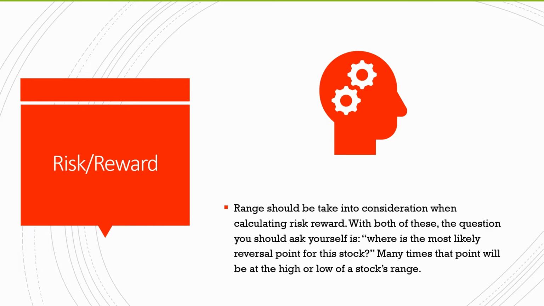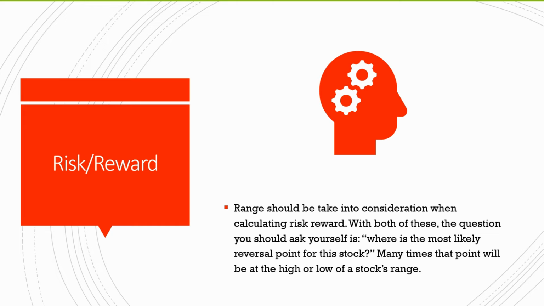You're going to be able to see those significant levels from different range breaks and bounces and stuff like that. And so a lot of the times you're looking for confirmation, and thus is why understanding the range of a certain stock can help you understand and calculate risk and reward. So like this says, range should be taken into consideration when calculating risk and reward. With both of these, the question you should ask yourself is, where is my most likely reversal point for this stock? Where is the most obvious place that this stock is going to reverse?